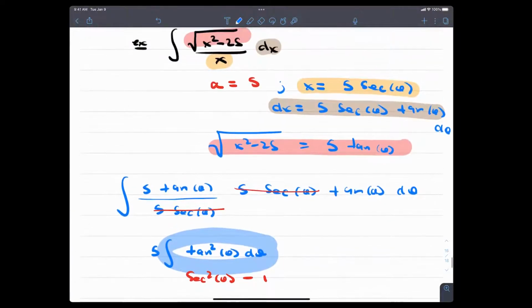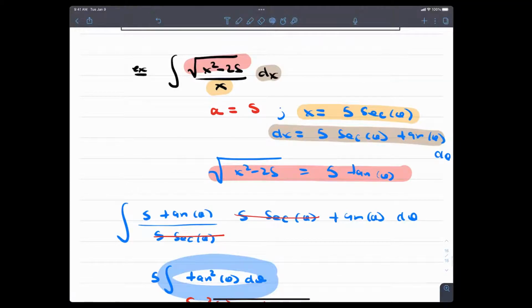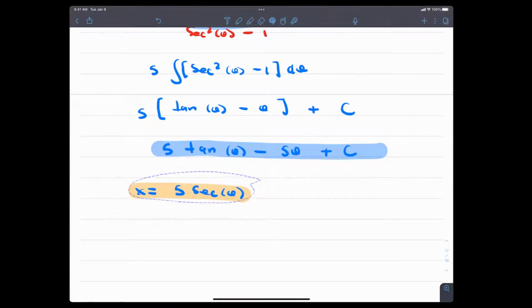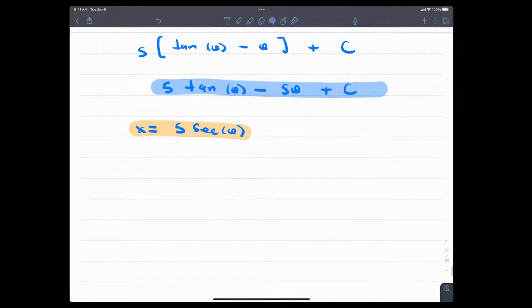And you may go back and you go, what was x? Because this is all going to come back to this here, right? Because we have an answer in terms of theta, and that's not good enough. We want the answer in terms of x. All right, so let's paste this here. So remember, this means that secant theta is going to be what? X over 5.